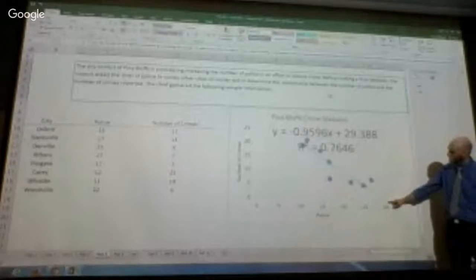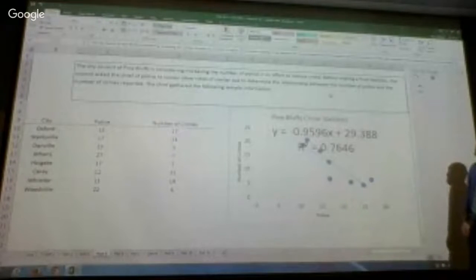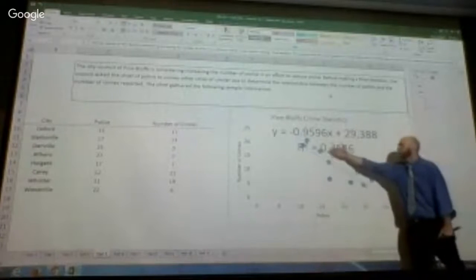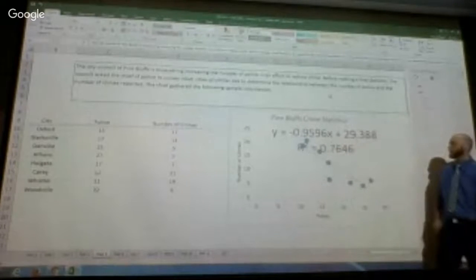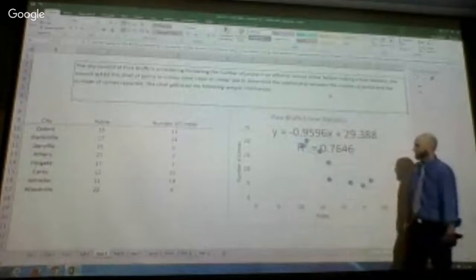I don't think having 31 police officers is probably going to eliminate the number of crimes reported. But at least for the data that we've looked at, we have something that appears to be linear, although I might think that it's slightly curved.